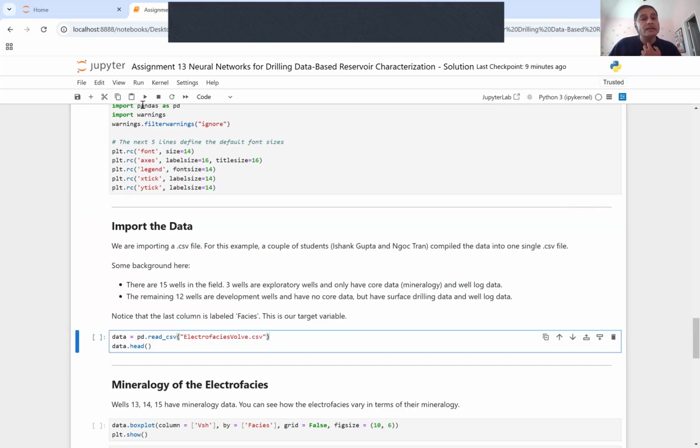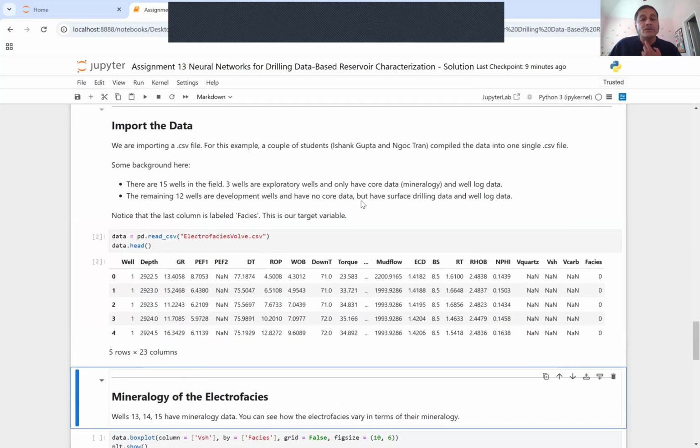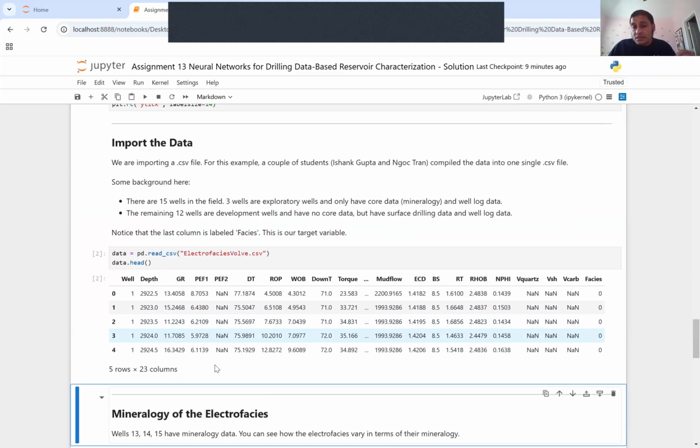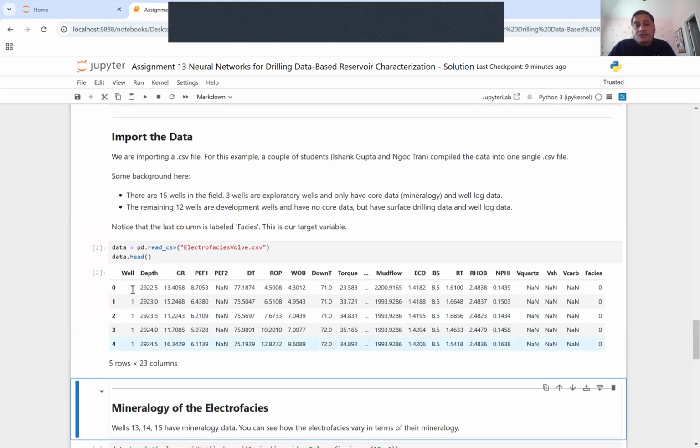So we're going to read the Excel file directly, and we have a whole host of measurements. In fact, we have 23 different attributes associated with each data point. We have the well name, which is just a set of numbers, 1, 2, 3, 4, all the way to 15. We have the depth. We have the gamma ray values, photoelectric factor, sonic travel time, rate of penetration, weight on bit, downhole temperature, torque, and various other measurements, as well as the volume of quartz, volume of shale, volume of carbonate, and the associated facies label at that depth.